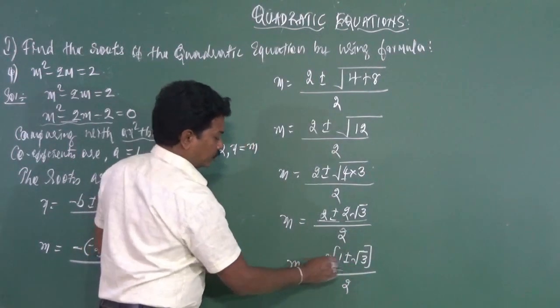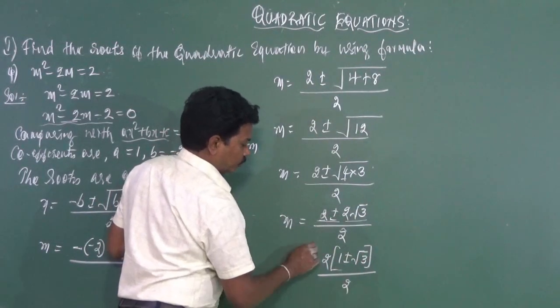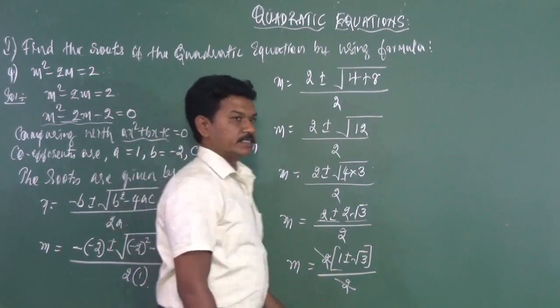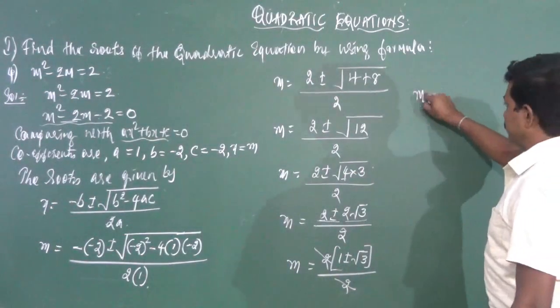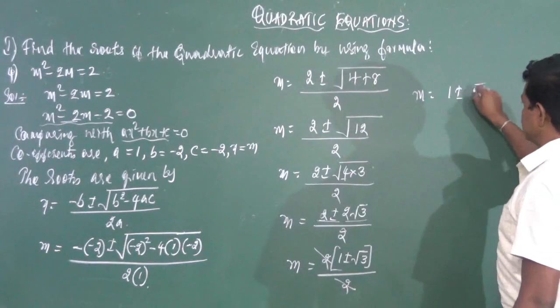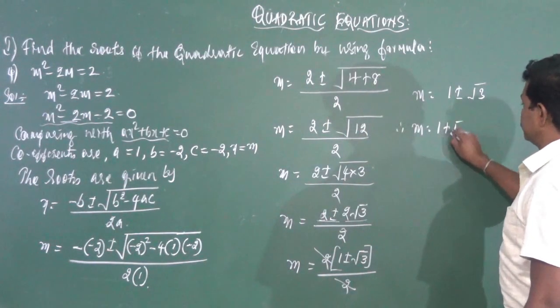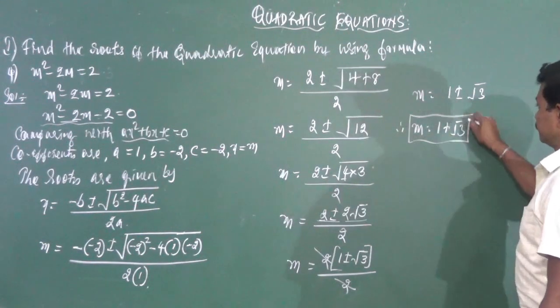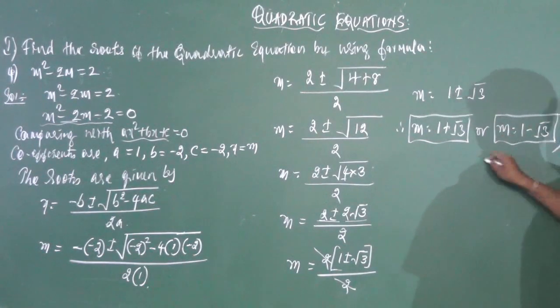So here 2 into 1 is 2, 2 into root 3 is 2 root 3 by 2. So 2 and 2 get cancelled, right? So we are left with m is equal to 1 plus or minus root 3. Therefore m is equal to 1 plus root 3, one of the roots, or m is equal to 1 minus root 3, another root. So these are the two roots.